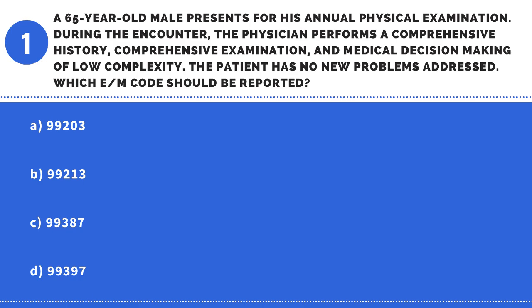Question 1. A 65-year-old male presents for his annual physical examination. During the encounter, the physician performs a comprehensive history, comprehensive examination, and medical decision-making of low complexity. The patient has no new problems addressed. Which E/M code should be reported?